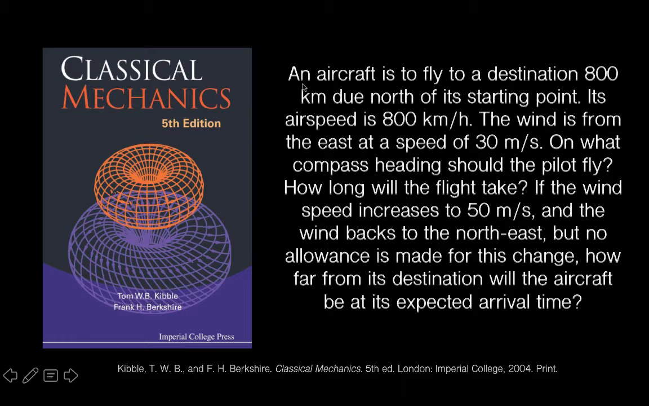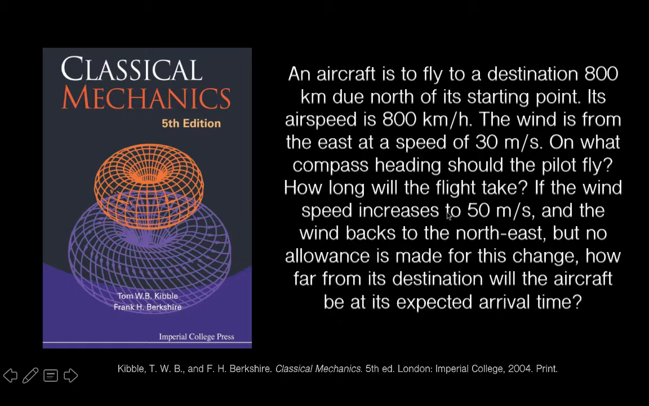The problem states, an aircraft is to fly to a destination 800 kilometers due north of its starting point. Its airspeed is 800 kilometers per hour. The wind is from the east at a speed of 30 meters per second. On what compass heading should the pilot fly? How long will the flight take?